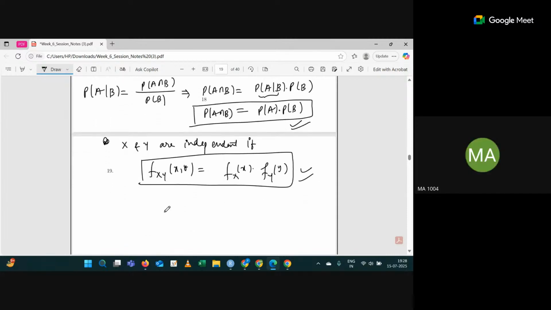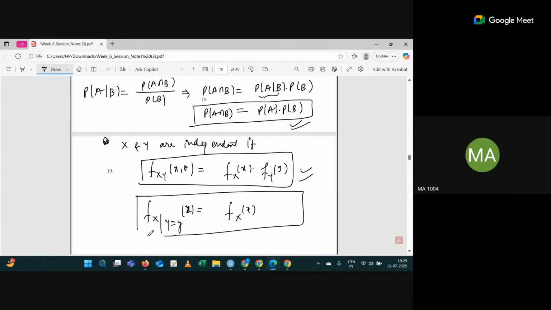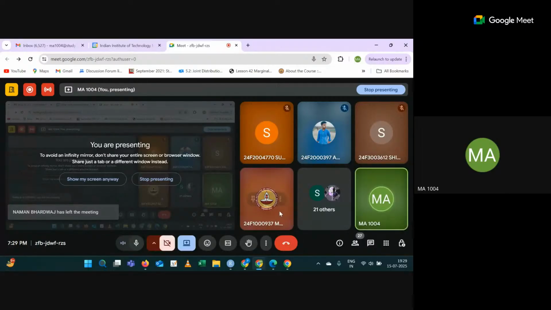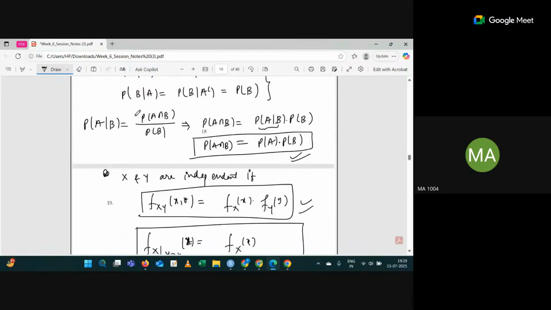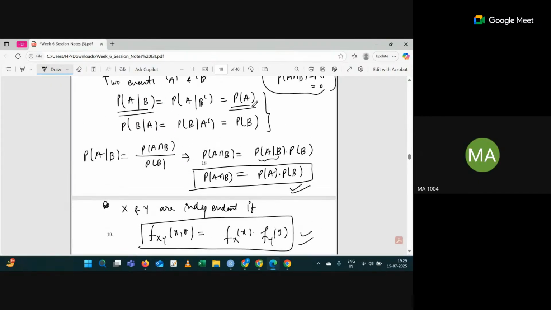Or I can say the conditional density is equal to the marginal. Please stay muted if you don't have any doubt. Are you able to relate this? So probability of A given B is equal to probability of A, the same thing.